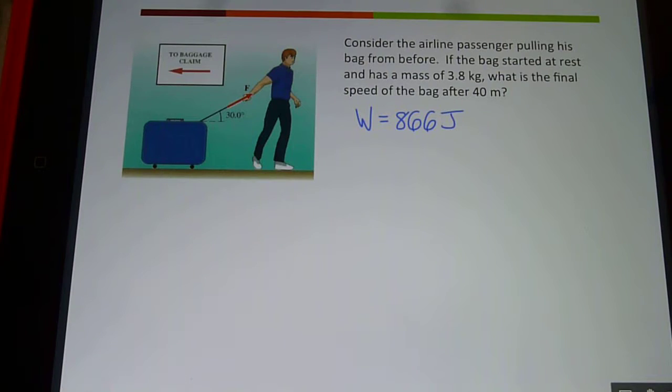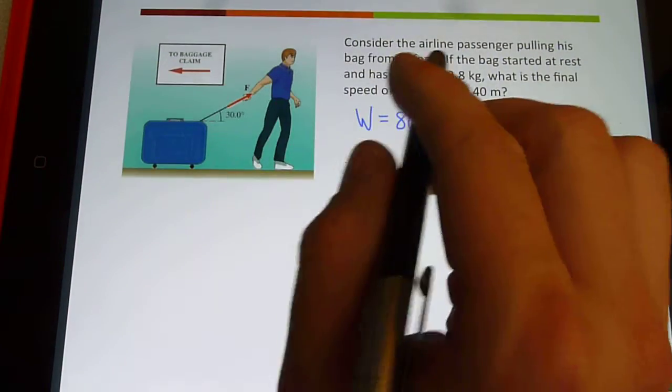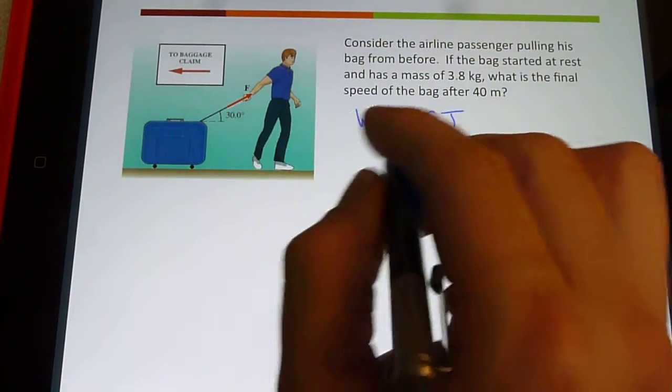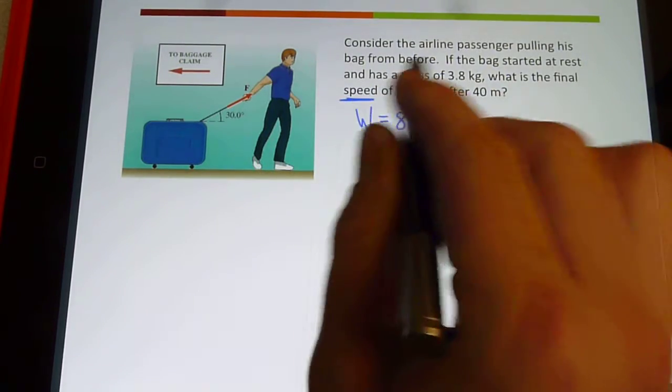If you look back either in the previous video or maybe you wrote it down when we were solving the problem, we pulled with a force of 25 newtons over a distance of 40 meters at an angle of 30 degrees. So our problem now is we want to know the final speed of the bag.